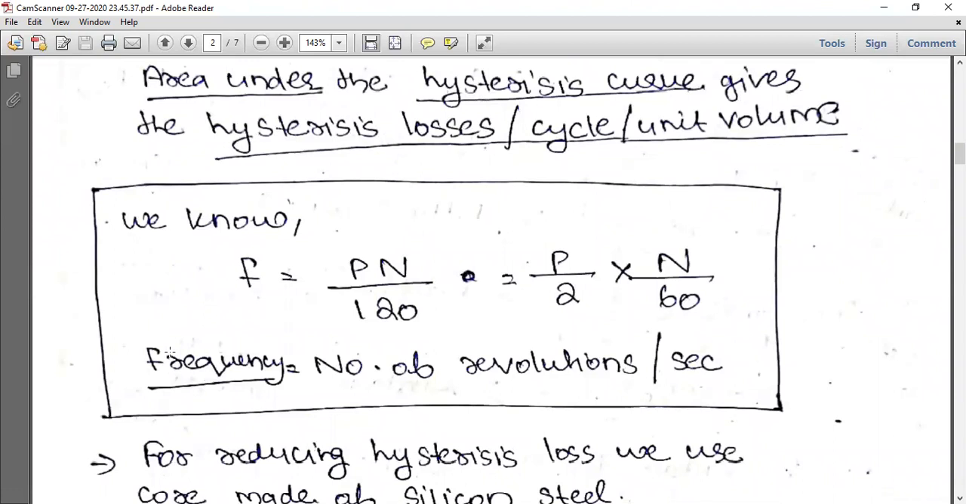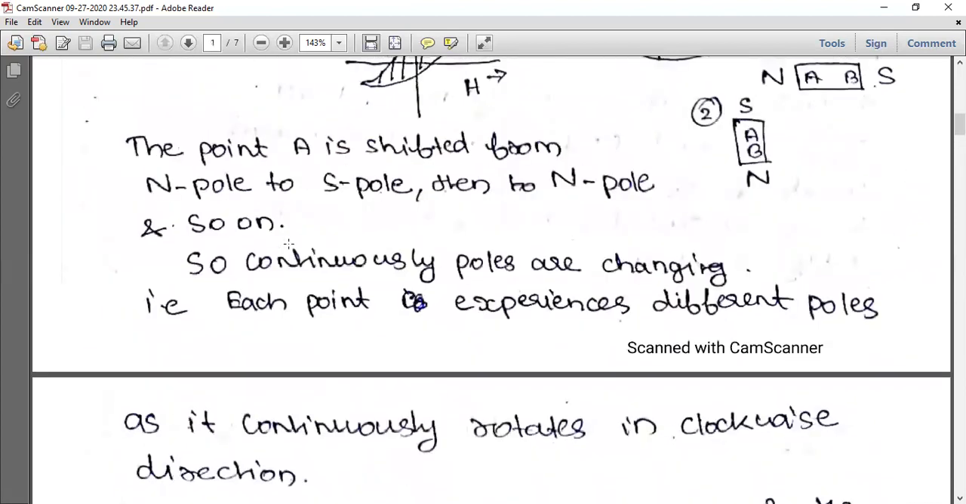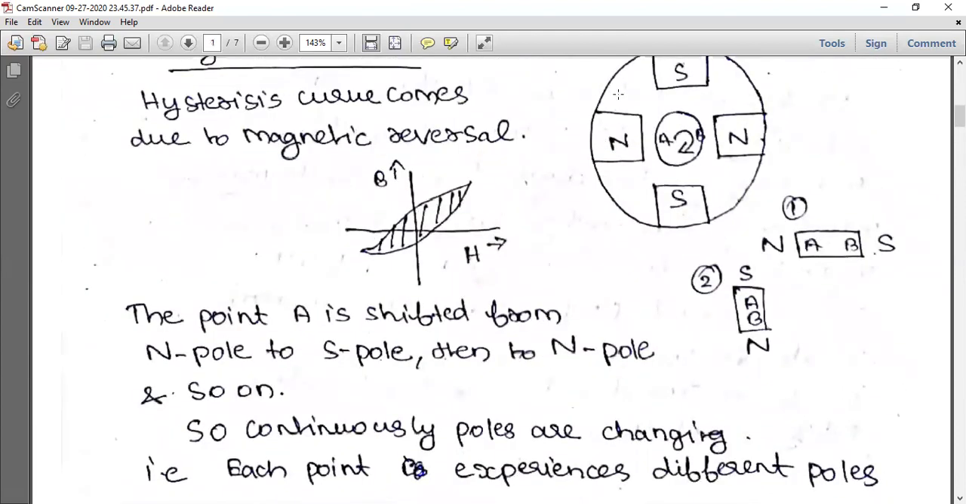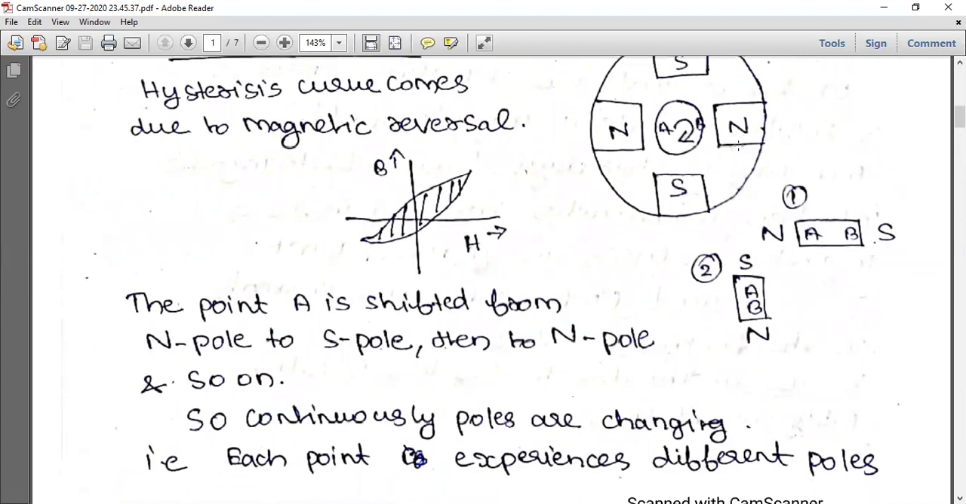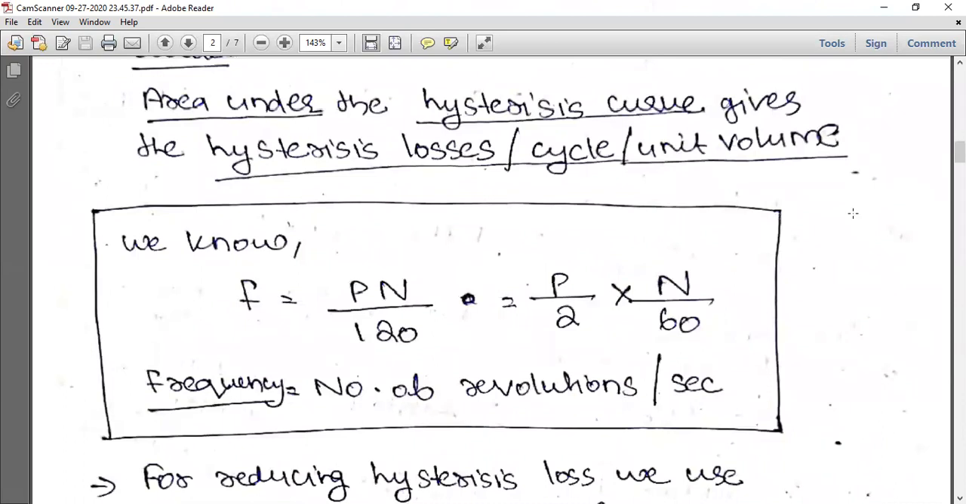We know that f is the frequency, P is the number of poles, and N is the speed. So frequency is equal to the number of revolutions per second. When the armature moves from this side to this side, it covers two poles, right? So it is P by 2 into N by 60, that is number of revolutions divided by 60 seconds. So frequency is calculated as PN by 120.